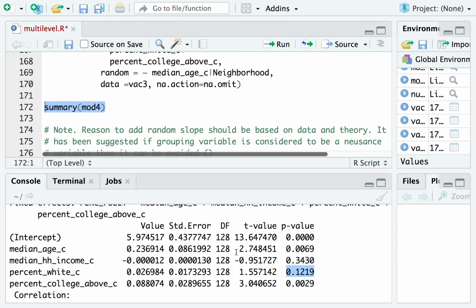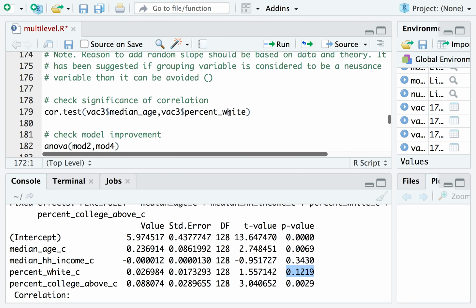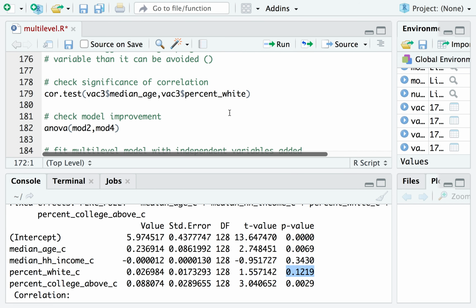So what you might be wondering is, why should I let the slope vary? One suggestion is that if you feel that for some reason, let's just say it's some nuisance variable of some sort, the grouping variable is not something that you feel is going to make a strong impact and it's just there, then you may not want to also include a random slope. But there should be some theoretical reason why you want to do so.